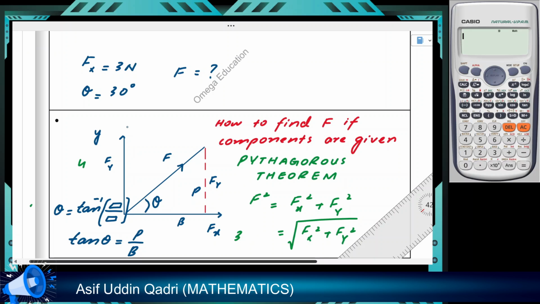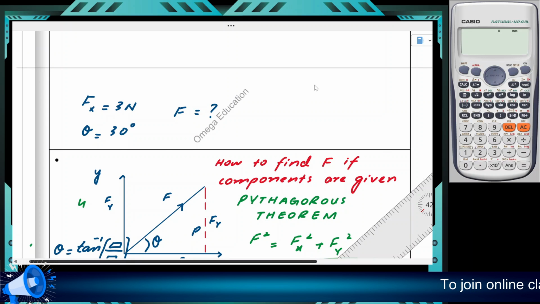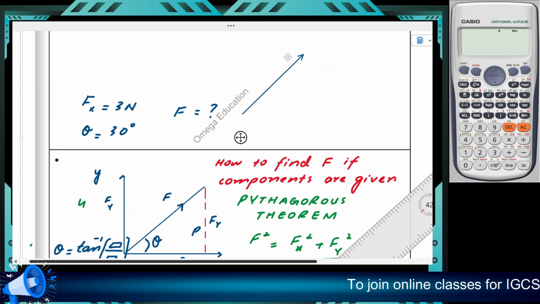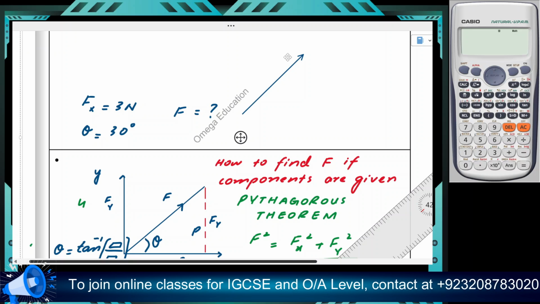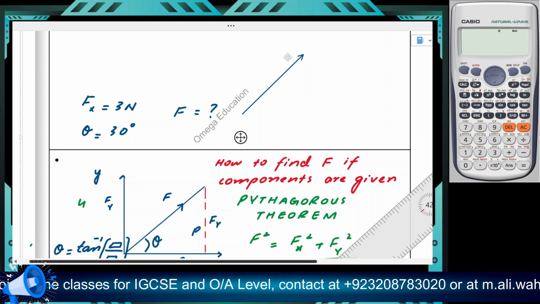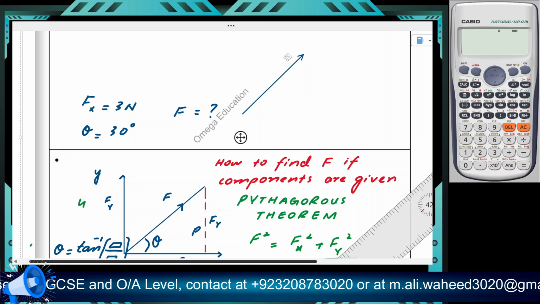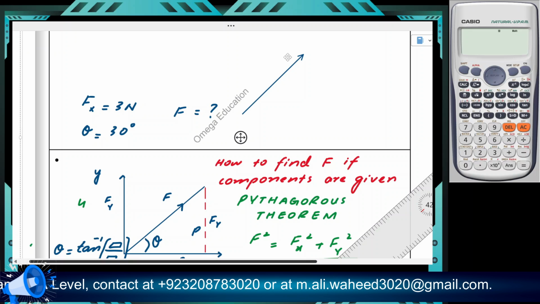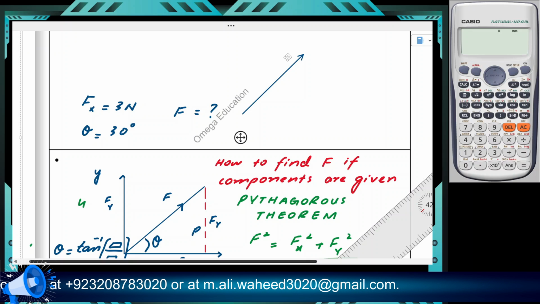So then the next thing is, if we have a vector, let's say, which is oriented this way, let's call it vector f. Then the question is, in what directions can we resolve this vector into perpendicular components? So the thing is, it's not mandatory that you resolve the vector into one along the x-axis and the other one along the y-axis. No, there is no such obligation.